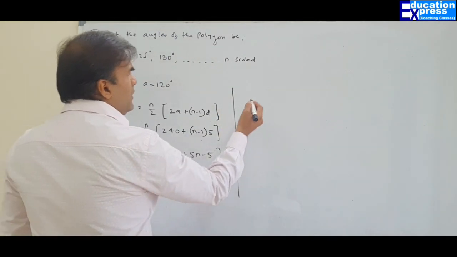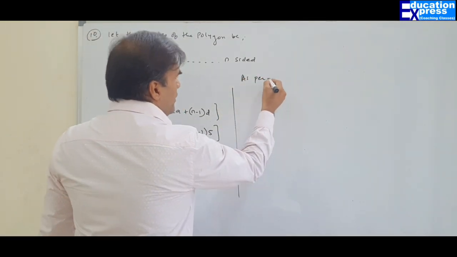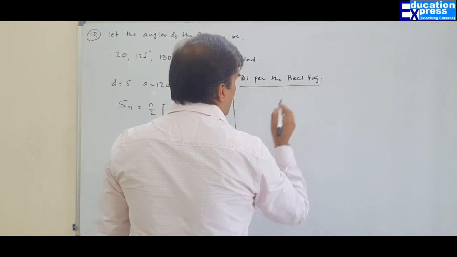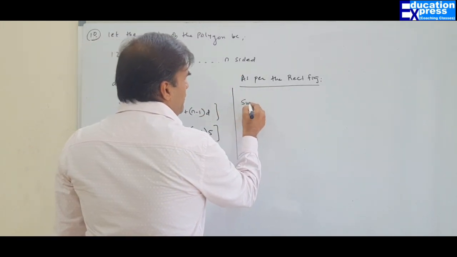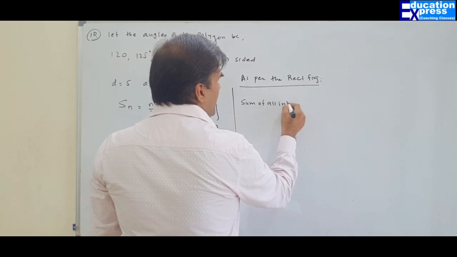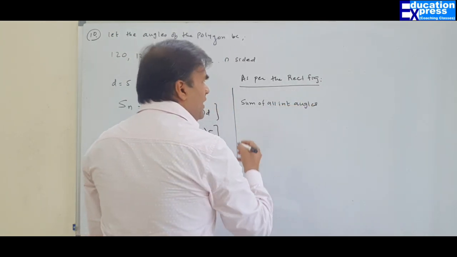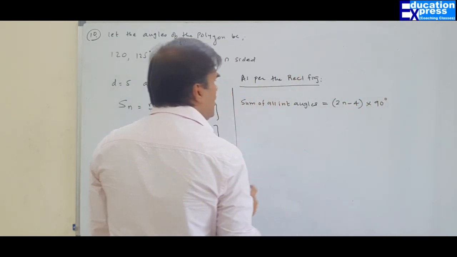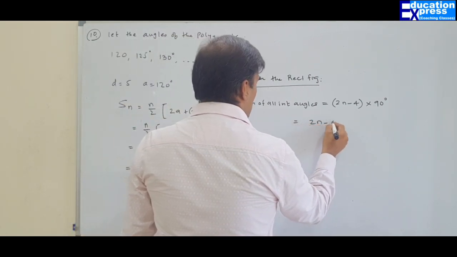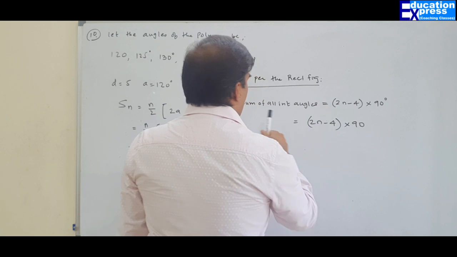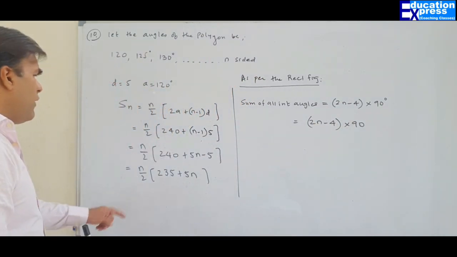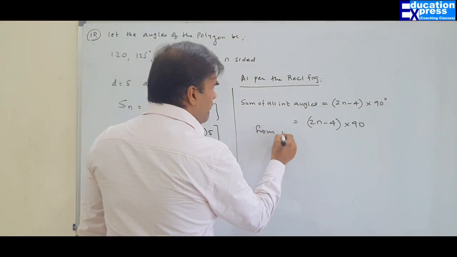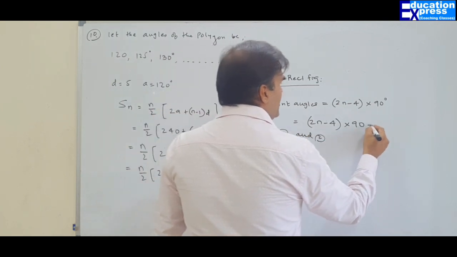Also we have the formula. As per the rectilinear figures, we know that for a polygon, the sum of all interior angles is (2n minus 4) into 90 degrees. Absolutely right. That's going to be (2n minus 4) multiplied by 90. This is the sum of all the angles. But we have already found the sum of all the angles as this. That means from 1 and 2, this is 2.